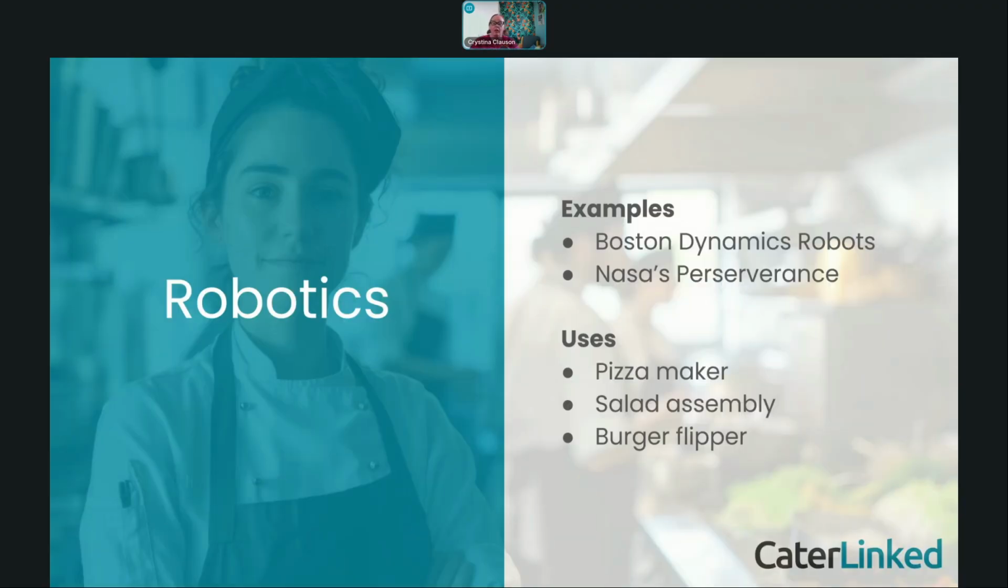Robotics. I think we're all aware of Boston Dynamics robots. Also, NASA's Perseverance uses AI. A use in the restaurant is a pizza maker. There's, I think, a large membership store that uses robotics in their pizza maker. So you put a ball of dough down, it makes it into a pizza shape, and puts sauce and cheese on it. Again, there are restaurants using that. There are restaurants using salad assembly and flipping burgers. There are lots of ways that robotics is being used in restaurants today.